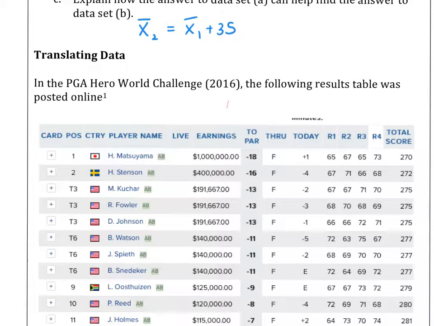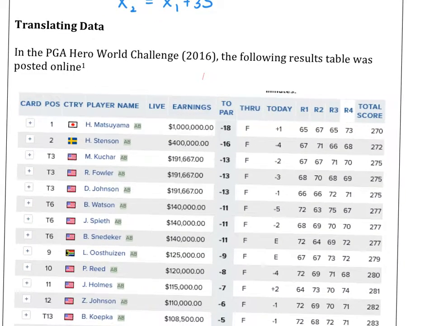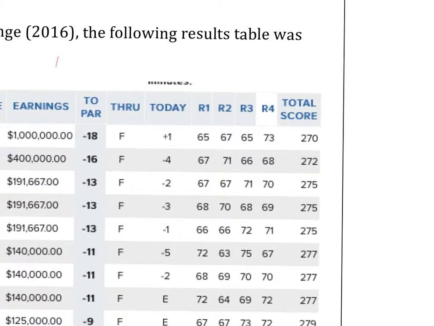Matsuyama. He won $1 million. I didn't even know they played golf in Japan. Good. Apparently they play baseball too. So I know baseball. Okay, baseball. Now golf. Here's the key that I want you to see.